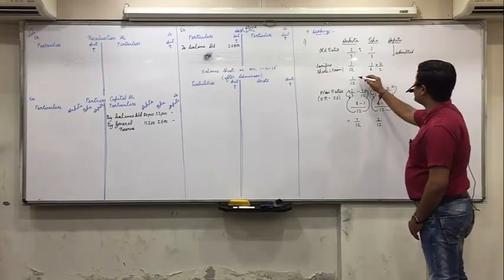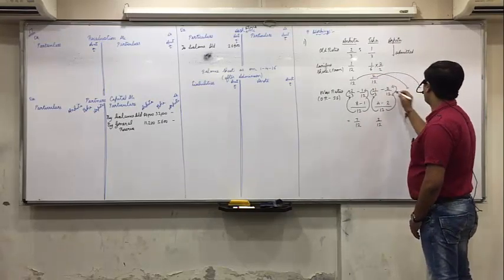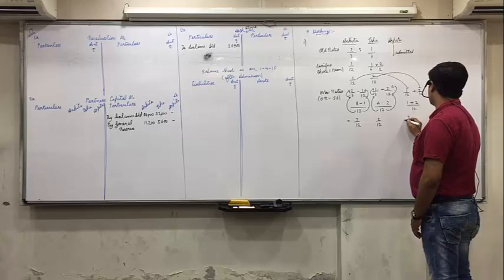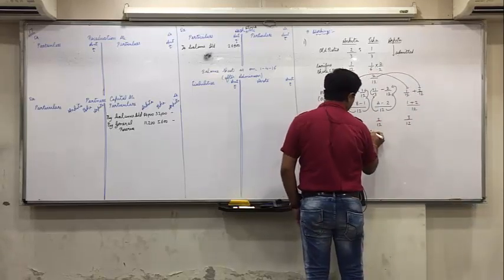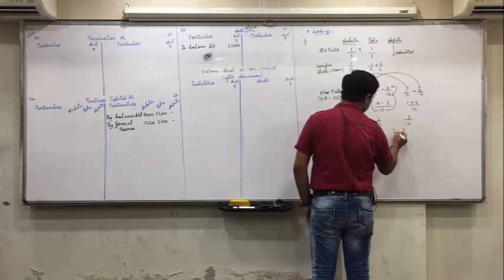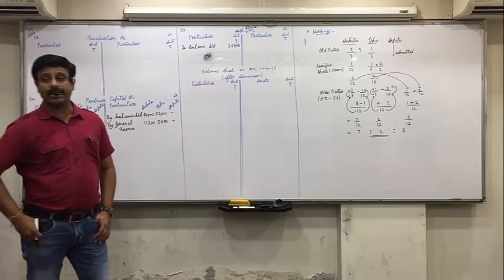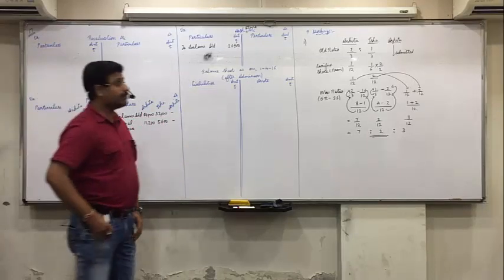And whatever is sacrifice will be given to the new partner. So 1 by 12 plus 2 by 12, new partner will get 1 plus 2 by 12, 3 by 12. Means the new ratio will be 7:2:3. Raise your hand who did not understand this. All are clear with this portion?